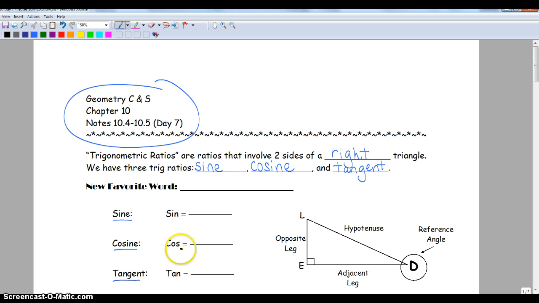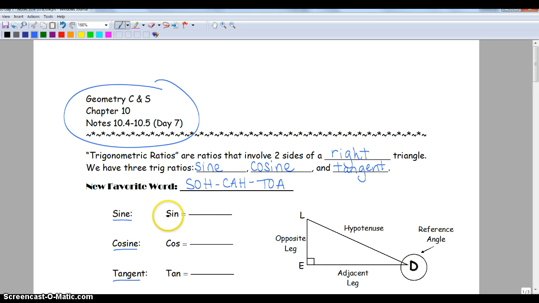They are specific trig ratios, and our new favorite word that won't make any sense at the moment is SOHCAHTOA. S-O-H-C-A-H-T-O-A. And this word is going to help you to remember what sine, cosine, and tangent are.